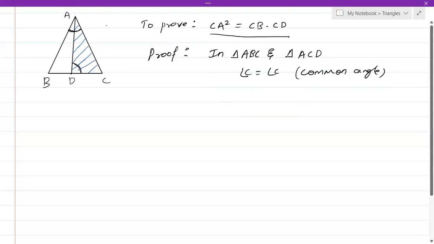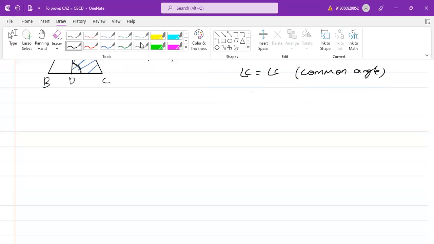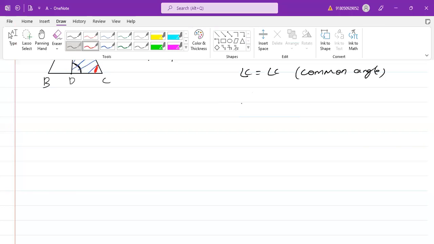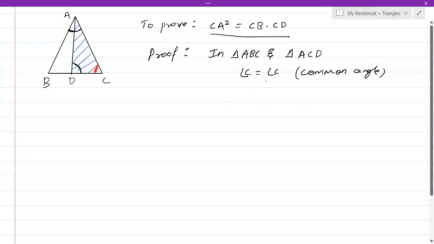So this angle, let me shade in a different color. Angle C, if you observe this angle, it is common for both the triangles, isn't it? For the bigger triangle and the smaller triangle, angle C is common. So therefore, angle C is equal to angle C. Now, similarly, from the given stuff, in the triangle ABC, angle A, that is a complete angle, BAC, is equal to ADC. This is given. So we have shown that two angles are equal. Therefore, the triangles are similar.